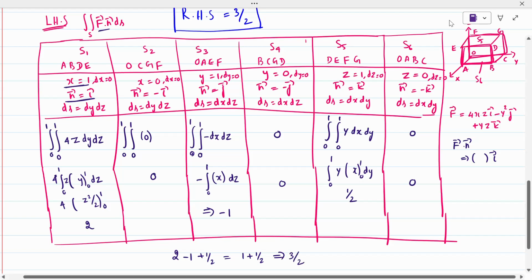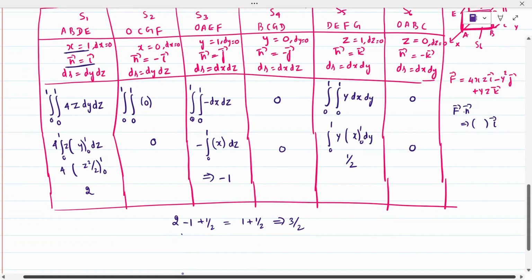So you check, now left hand side I'm getting 3 by 2, already right hand side is 3 by 2. Now left also I'm getting 3 by 2. Okay, so right hand side already 3 by 2, so hence verified.